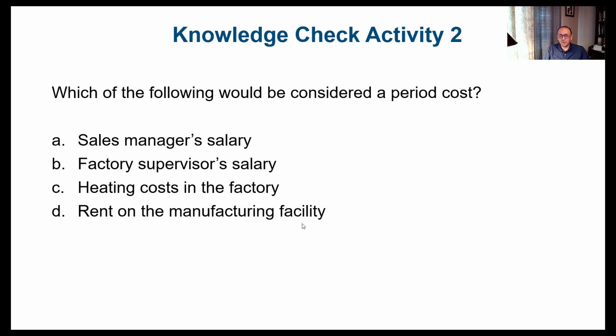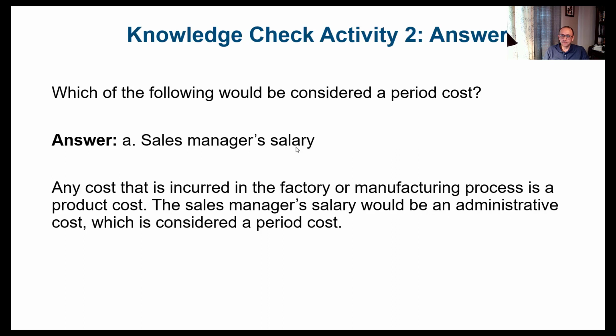I think it's very important now to pay attention to this, because direct versus indirect cost is different from period and product cost. The product cost is anything related to the product itself, that can be tied to the product. So things like the factory supervisor, the heating cost, the rent on the manufacturing facility are all related to the product or the production. But the sales manager's salary is something that's considered to be administrative. So in this case, that would be our period cost.